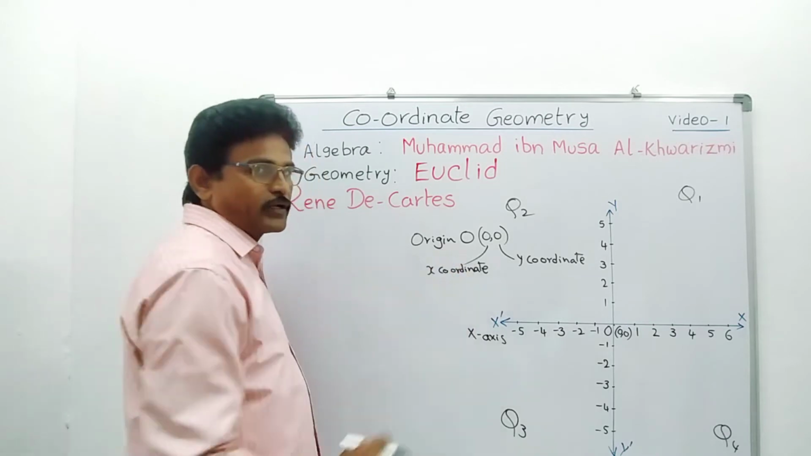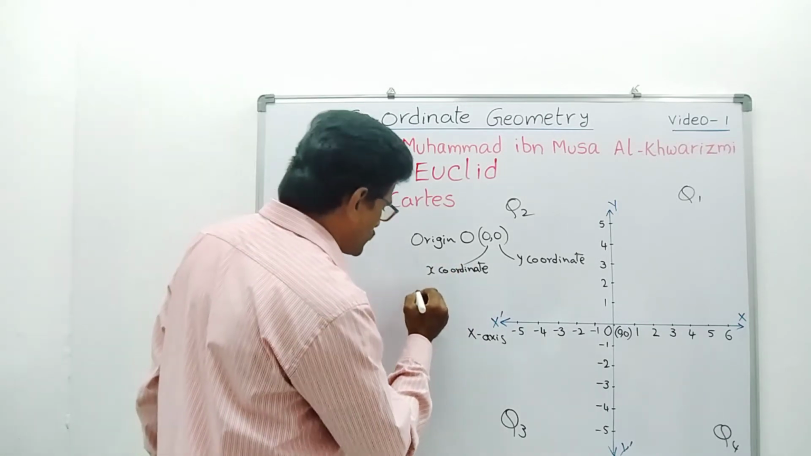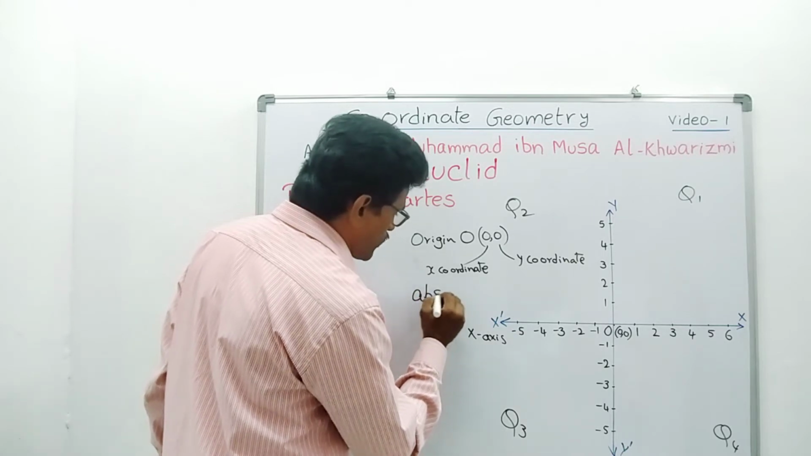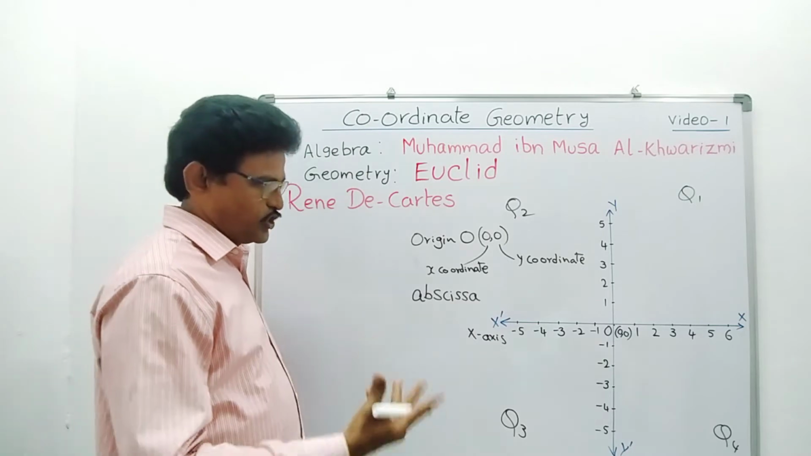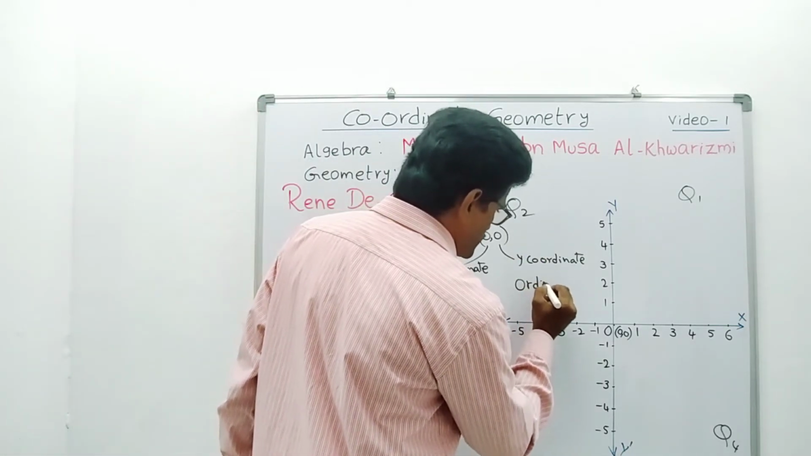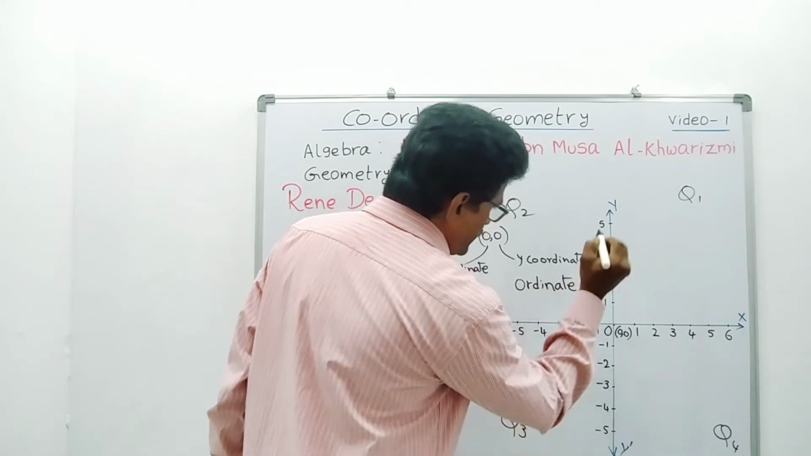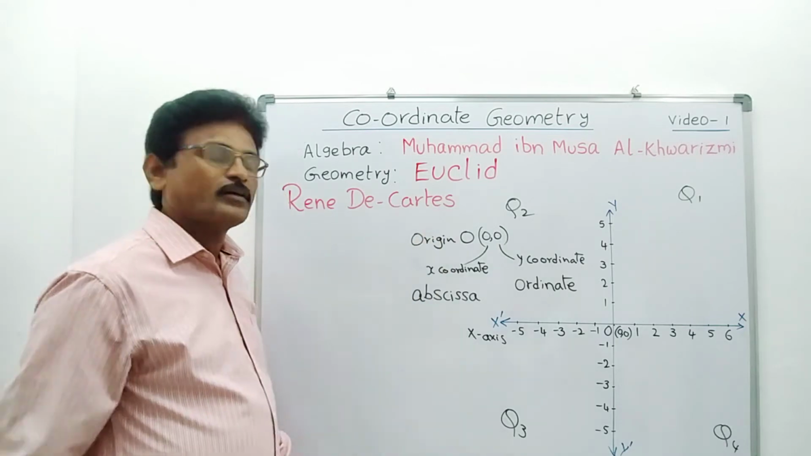And this x coordinate has another name, abscissa. Remember this one also. Abscissa, right? So what is the abscissa here? 0. And the y coordinate has a short name, ordinate. Simply we can say ordinate. Ordinate means the y coordinate. Okay, the second number, right?